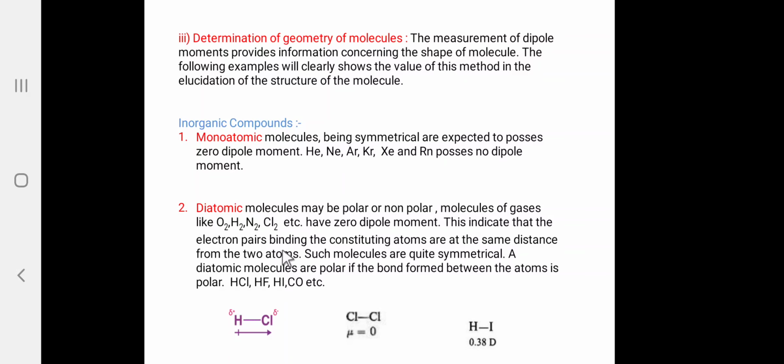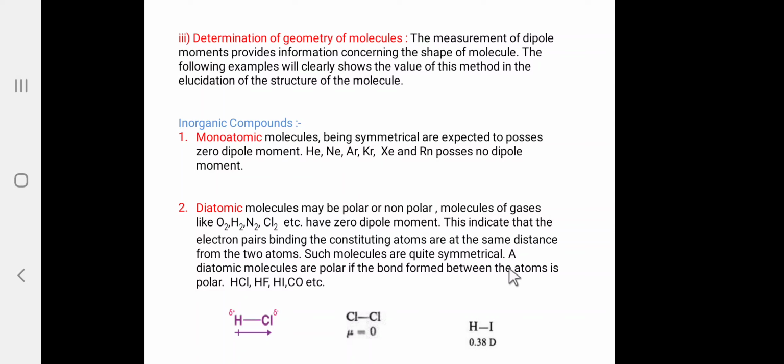This indicates that the electron pair binding the constituent atoms is at the same distance from the two atoms. So such molecules are quite symmetrical. Here O2, H2, N2, Cl2 are symmetrical molecules, so they do not have the dipole moment.